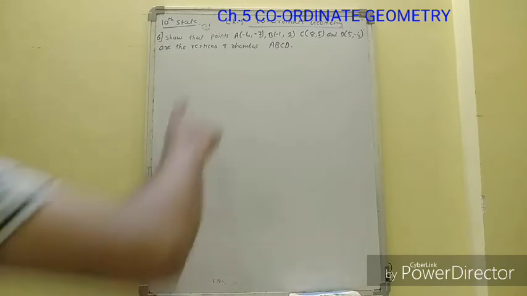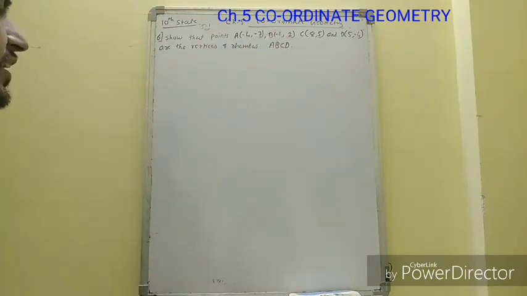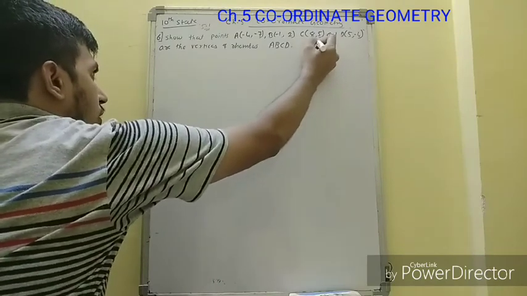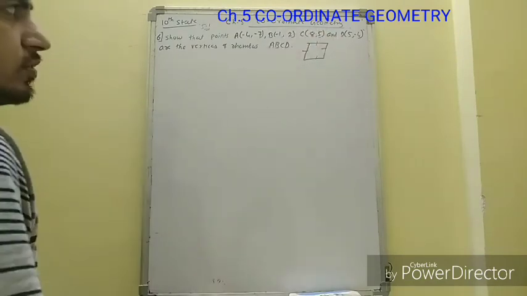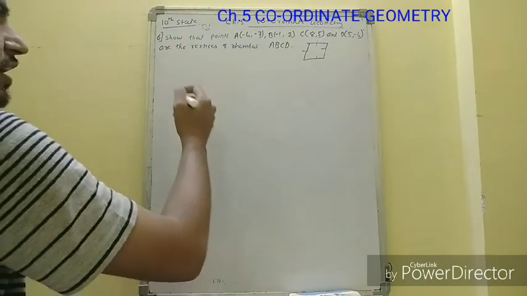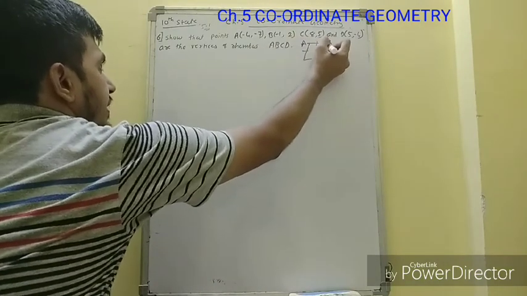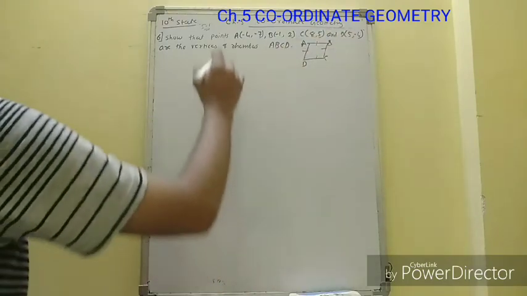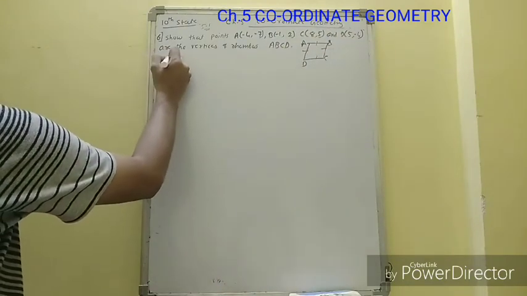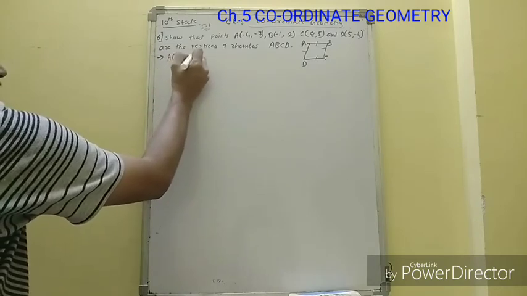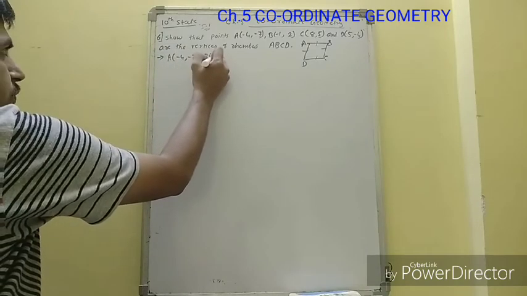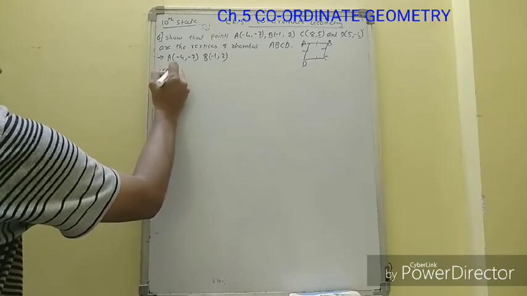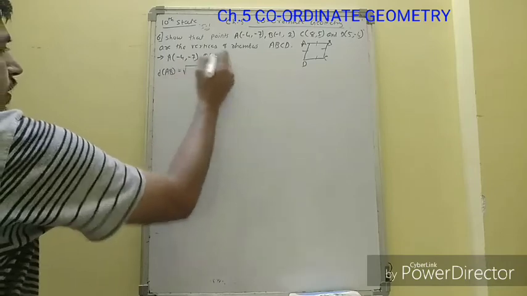Okay. In the sixth question, show that these points A, B, C, D are the vertices of a rhombus. See, in a rhombus, all the sides are equal, then it is a rhombus. So we'll just start with A, B, C, D. We'll start with proving all the sides are equal. We'll find the distance AB. What is A? Minus 4 comma minus 7. What is B? Minus 1 comma 2.